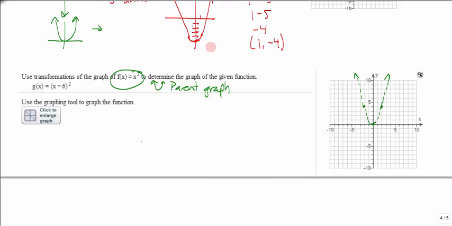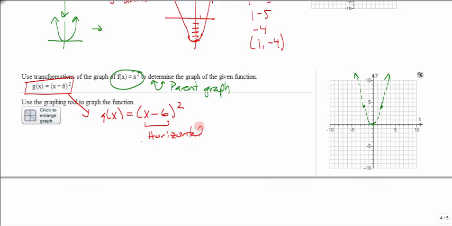And then from here, let's look at our transformation. g of x equals (x minus 6) quantity squared. Well, this is within the argument, and because it's within the argument, we know it's going to be horizontal and it's going to be opposite of what we think. This is going to be a horizontal shift to the, now it says left, but remember it's always opposite when it's within the argument. So this is a horizontal shift to the right 6 units.